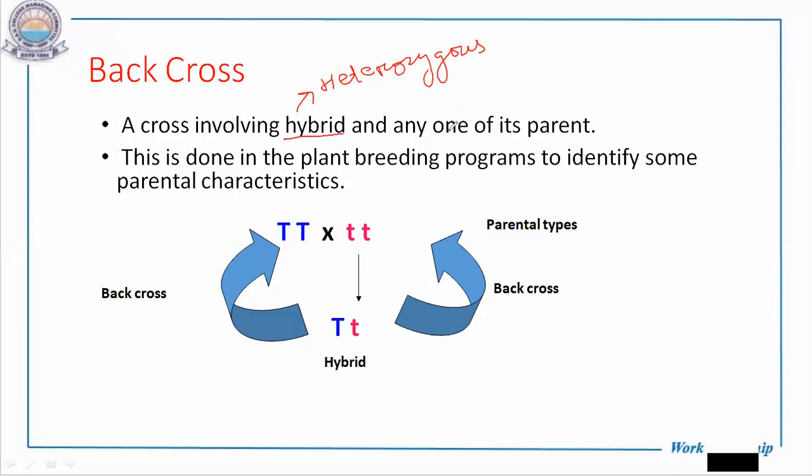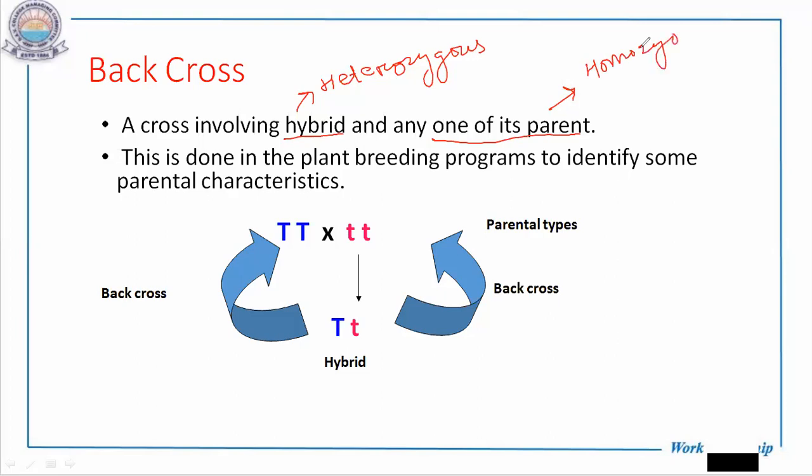And to whom you will cross? With any one of the parent. Now tell me, what is the type of the parent? I mean to say homozygous dominant and homozygous recessive, or heterozygous dominant or heterozygous. What will be your answer? What is the type of parent here? Who will tell? The parental types are, when it is said that one of its parent. Homozygous dominant, homozygous recessive. Very good.